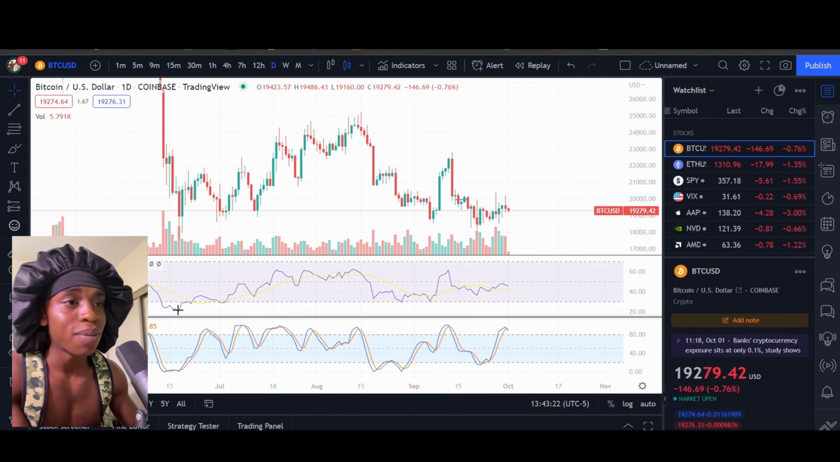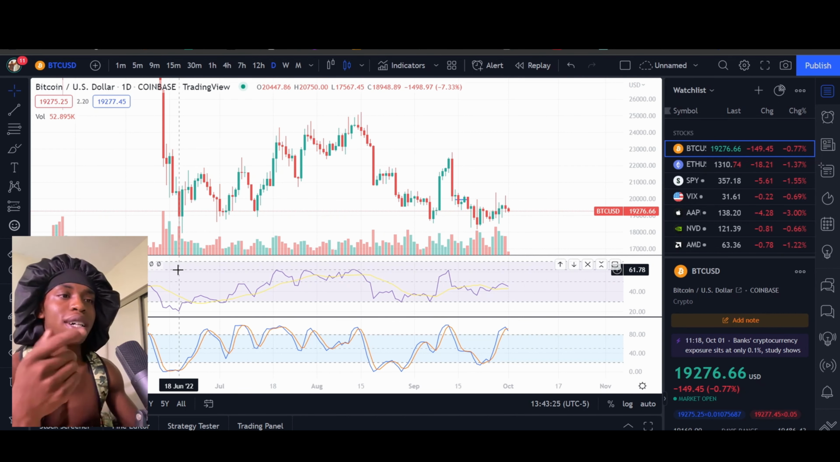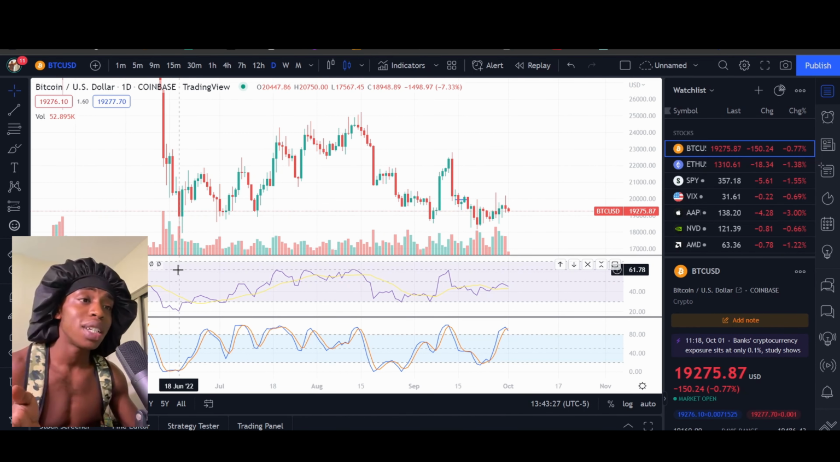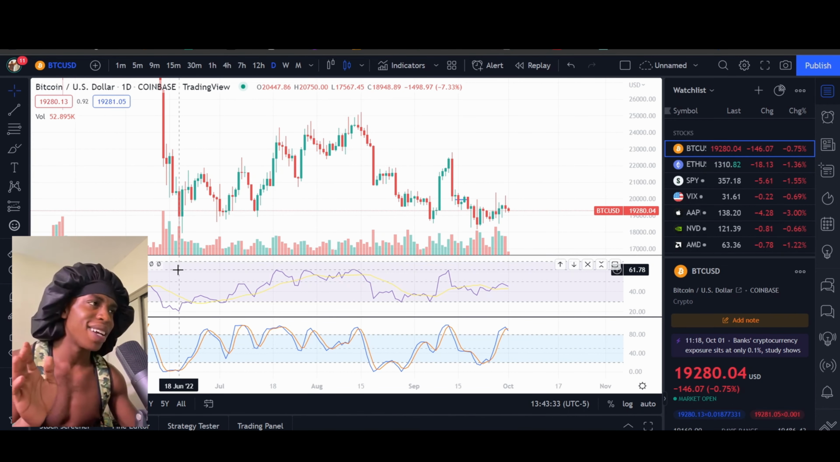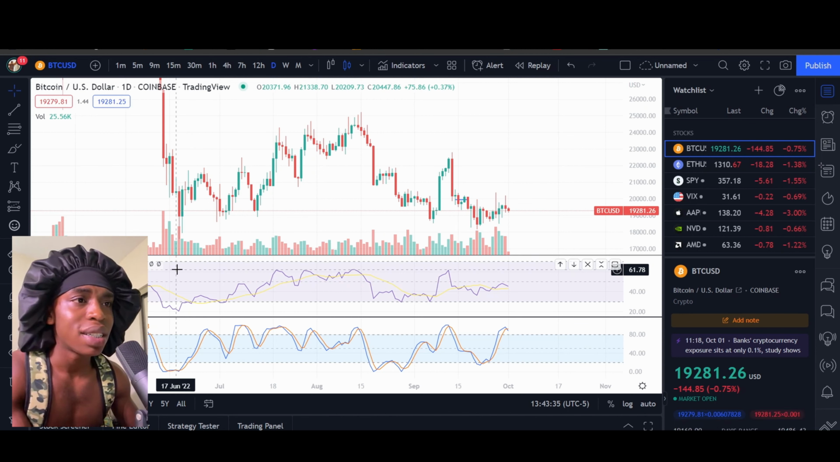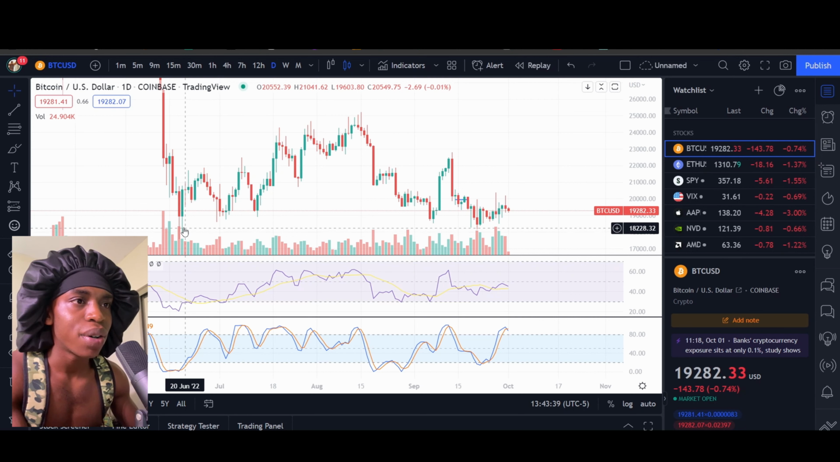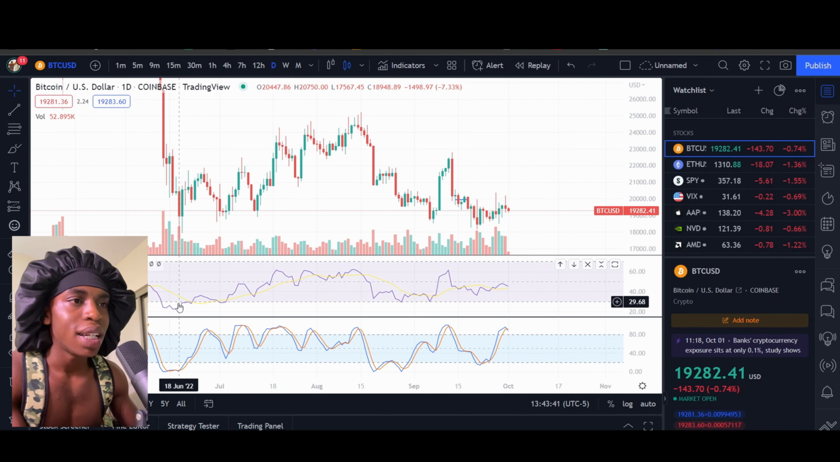But as y'all can see, both RSIs are at the bottom. This is what I like. When both RSIs correlate and they're both doing the same thing, that's a great time to enter trades, because that means it's probably going to be a big move somewhere. Y'all can see when it was at the bottom and it started to go up slightly, you see that green candle right here. And it's still climbing, so it's gonna climb slowly.